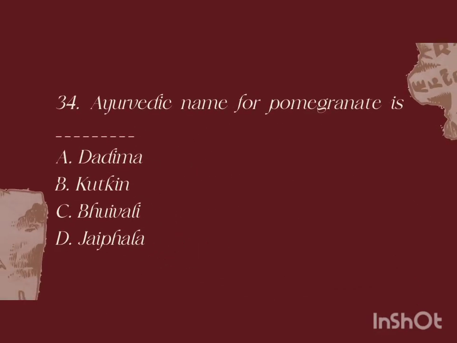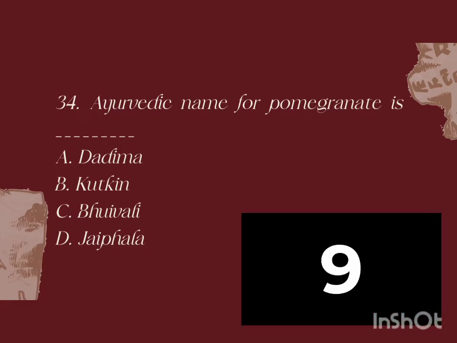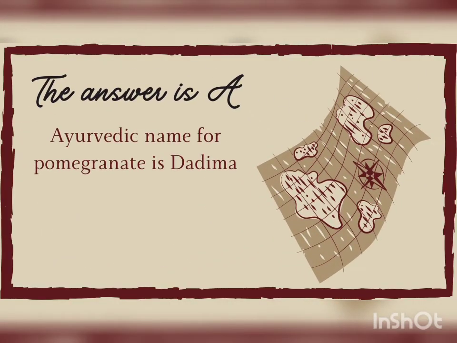Number 34. Ayurvedic name for pomegranate is blank. A. Dedima. B. Kutkin. C. Boivali. D. Hyphala. The answer is A. Ayurvedic name for pomegranate is Dedima.